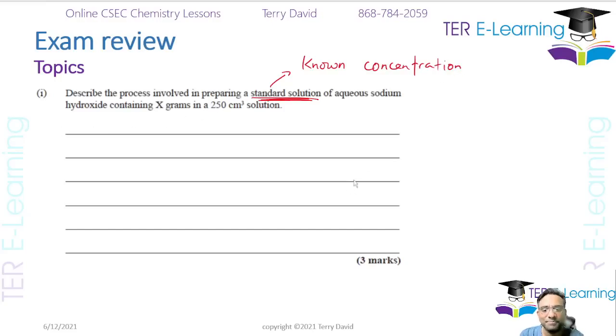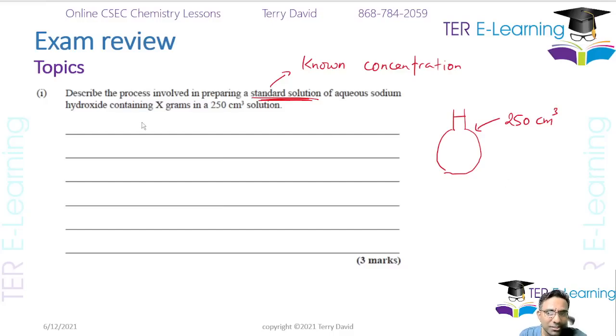So it's a solution of known concentration. And how do you make it up? Basically, we have something called a volumetric flask. Now I can't draw too well, but a volumetric flask looks something like this, and there is a marker here. When you reach that marker, the volumetric flask has a specific volume. In this case, this volumetric flask has a volume of 250 cm cube.